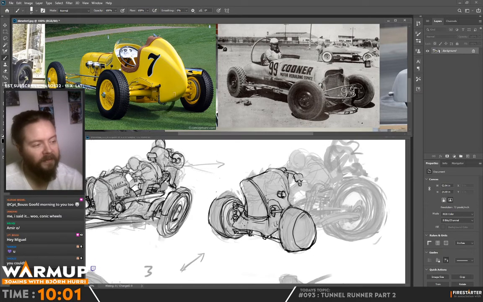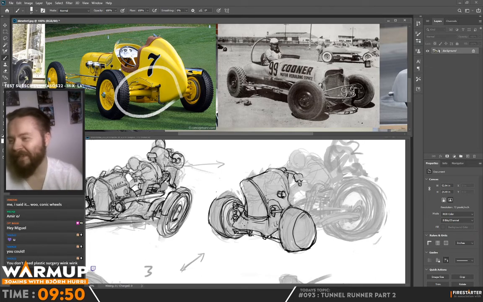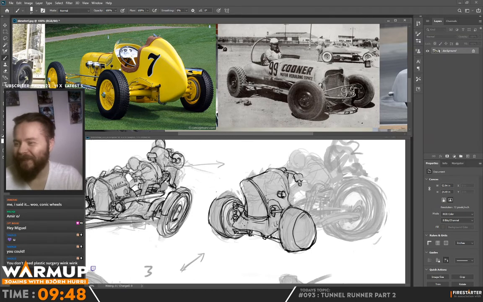Man, in the reference here, I love this kind of cavity into the body, and the little lip with the studs, and the exhaust pipe poking out. So cool, so cool.